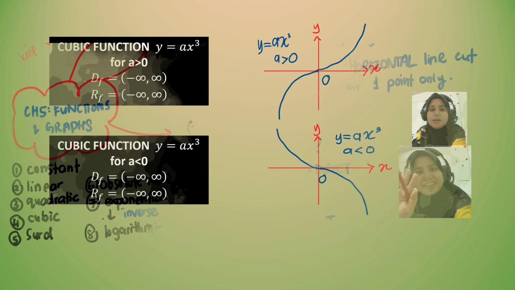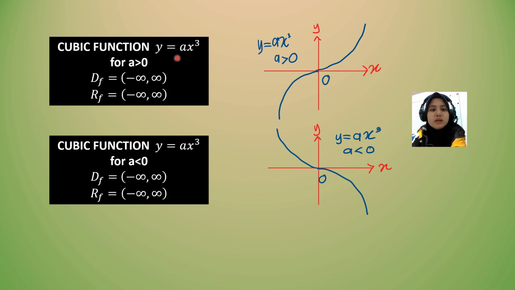Alright. Okay, next is the cubic function, y equals ax cubed. For the cubic function, if you are not sure how to continue the graph, you can just find the coordinates. When you find the coordinates, you can imagine the image and just connect the points. Alright, so this one is for a greater than 0. So this is our graph.